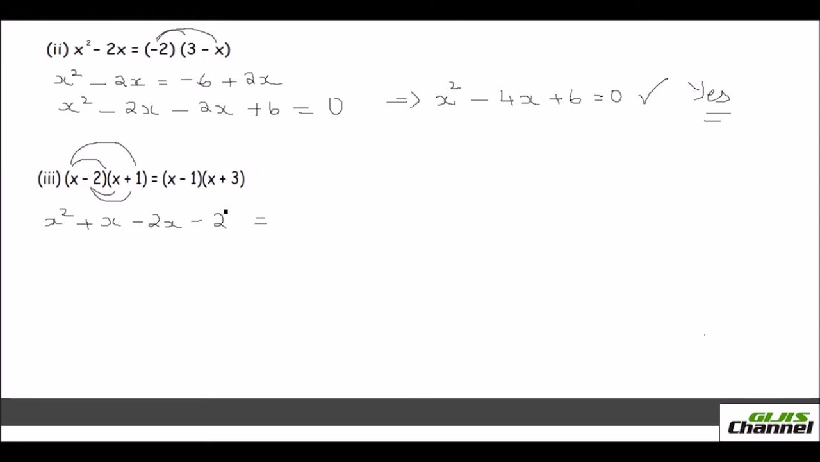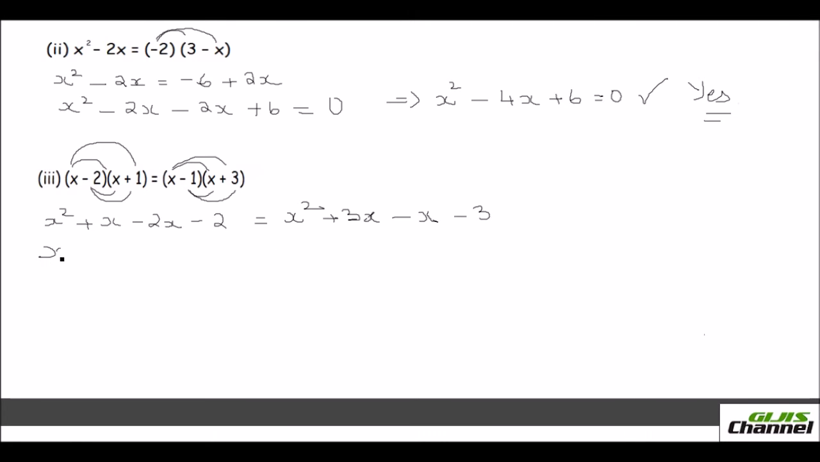Now same thing I'm going to do to my right. X times x is x squared. X times 3 is plus 3x. Minus 1 times x is minus 1x, so I write it as minus x. And minus 1 times 3 is minus 3. Got it?